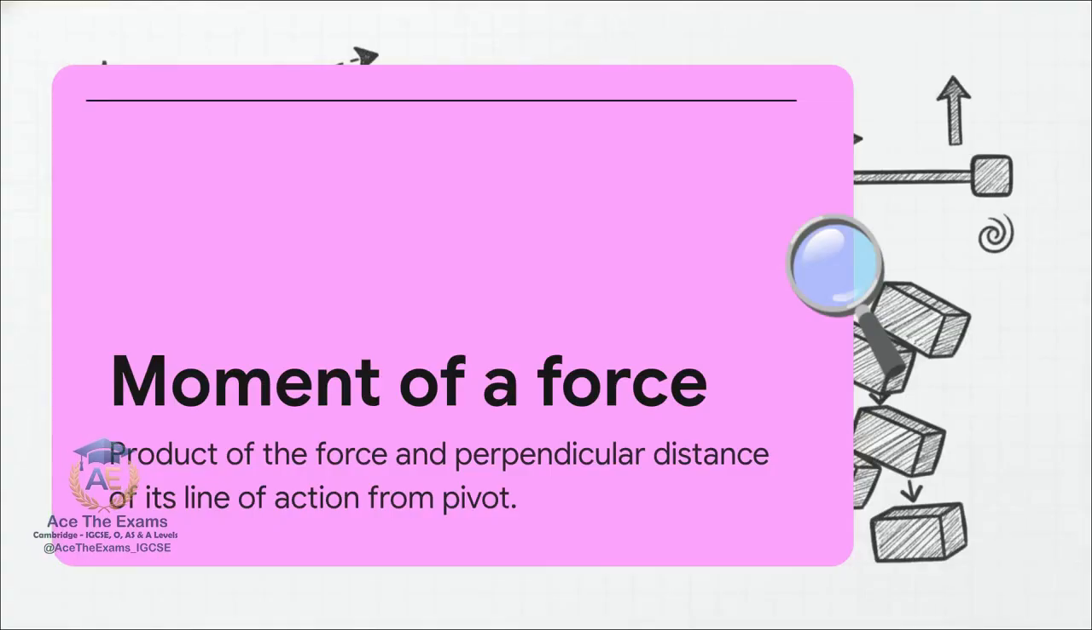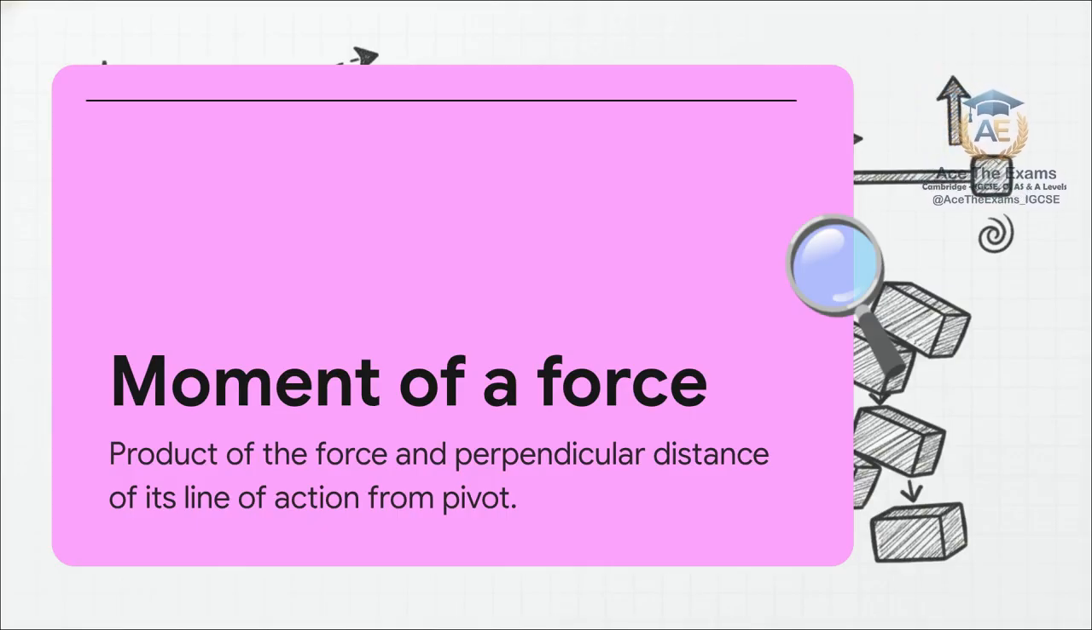Now, what is really interesting about this slide is how it formalizes that physical twisting feeling in your wrist into the exact Cambridge definition of a moment. A moment is the turning effect of a force. But look at the precise wording. It is the product of the force and the perpendicular distance of the line of action of the force from the pivot. That word perpendicular is the absolute trap where thousands of students lose marks every single year.